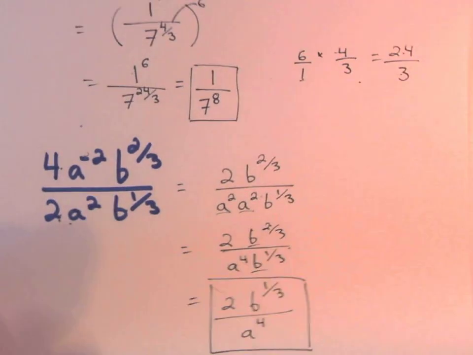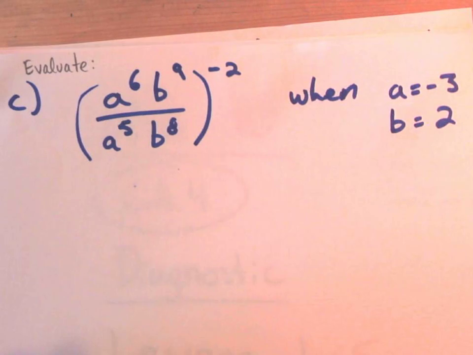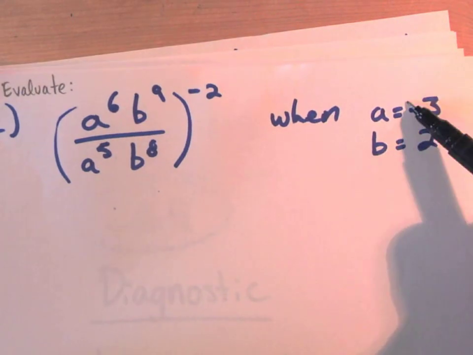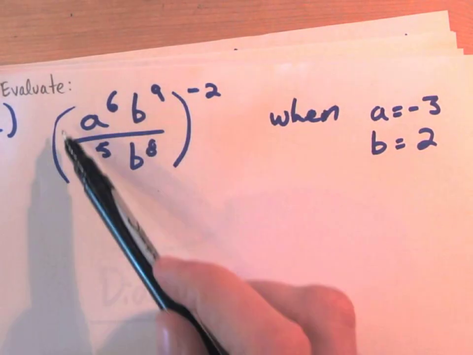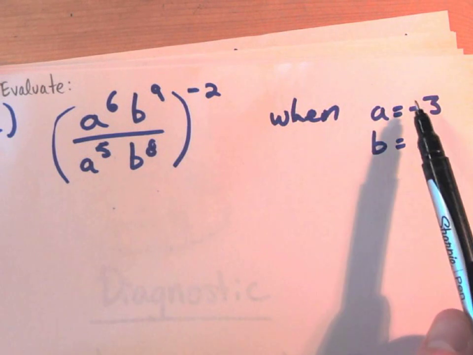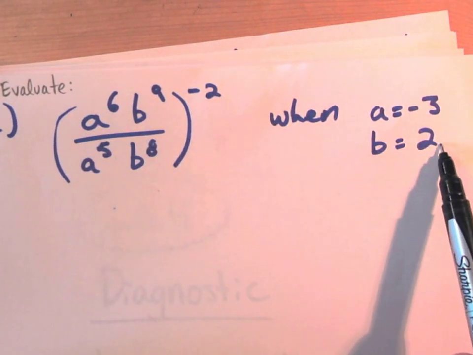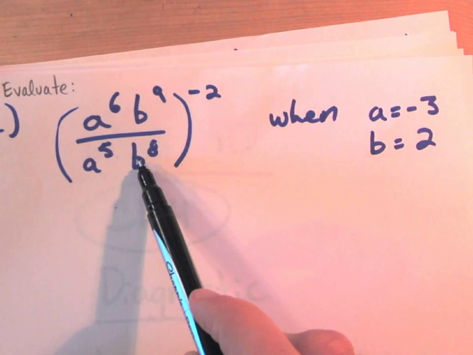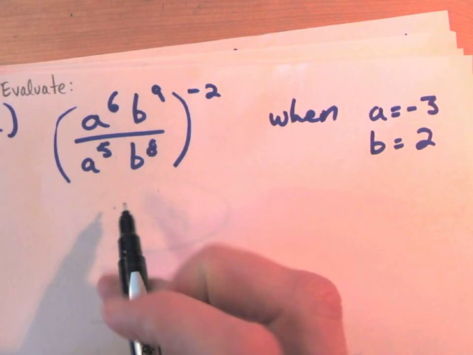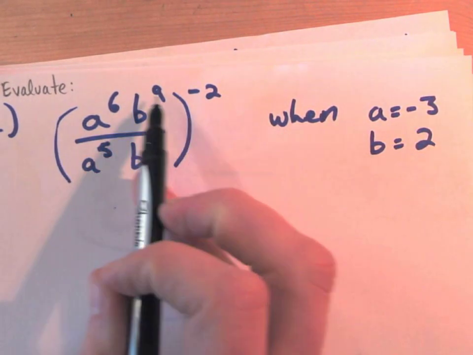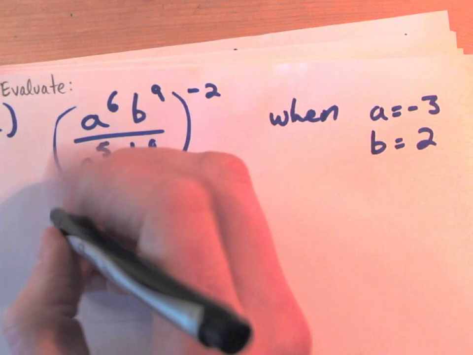Alright, so last question. This one has something called evaluate, which you do a lot in math, especially later, is you say, what is this expression when you plug in -3 for an a, wherever you see an a, and you plug in 2 wherever you see a b? Okay? So this looks like a complicated expression, so let's try to simplify it first.